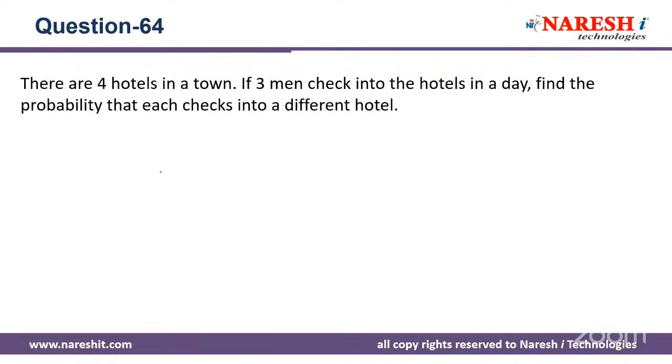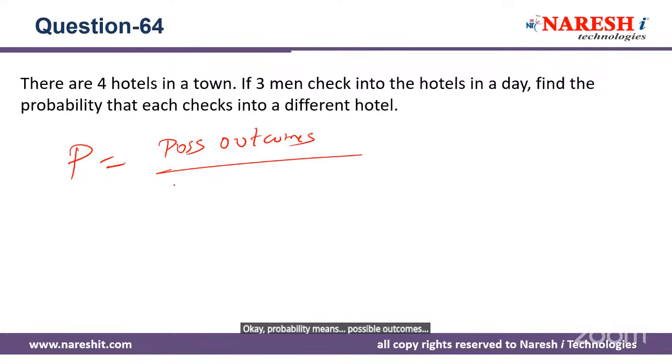The next one, there are four hotels in a town. If three men check into the hotels in a day, find the probability that each checks into a different hotel. Okay, probability means possible outcomes by total outcomes.